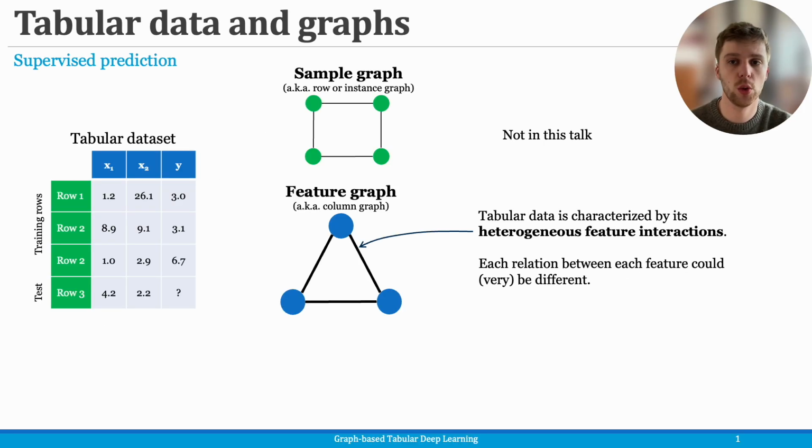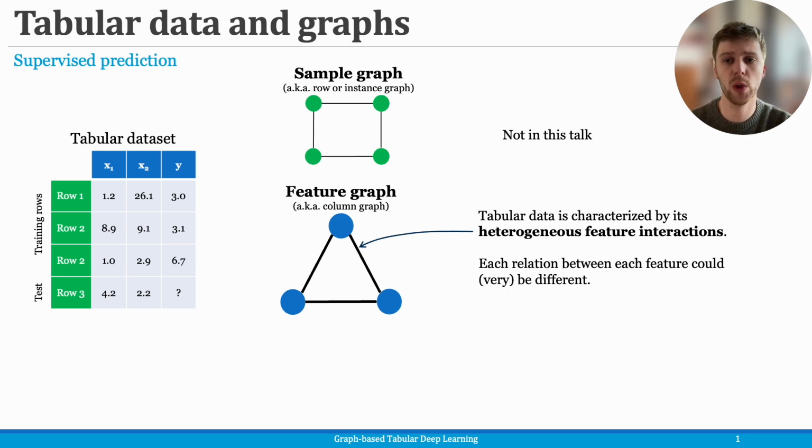To set the stage, we are in a supervised prediction setting for a single tabular dataset, as depicted in the table on the left. Given features x1 and x2, we are trying to predict the target y. Each column could represent something else, such as a continuous, categorical, or binary feature.